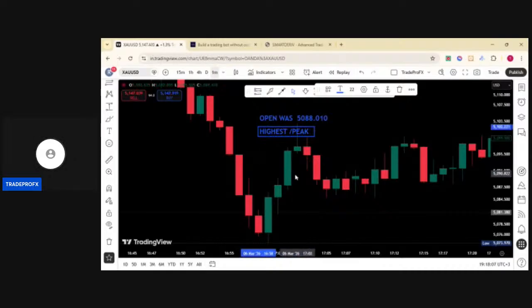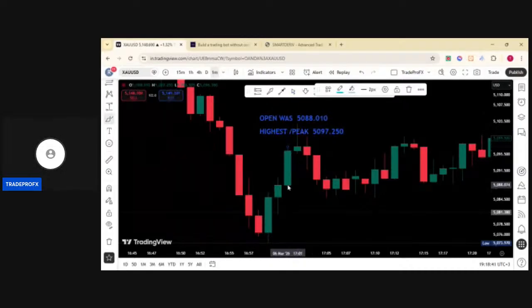We went to 5097.250. That was the peak, the highest point here. You can see where I'm pointing, this exact spot. We have already known the open was that point, and the highest. Now we are going to the low. The lowest point is this point here. I hope everyone is understanding what I'm doing. The lowest point, let's pick that and put it here. We can see it's 5086. So the low is 5086.